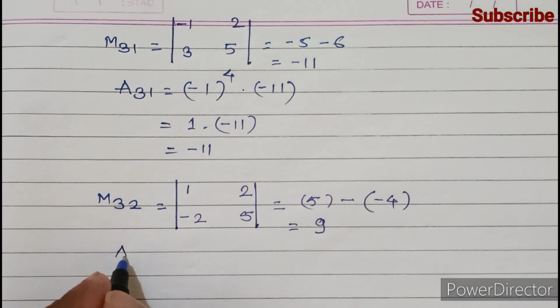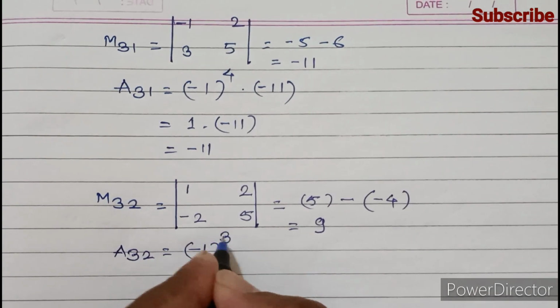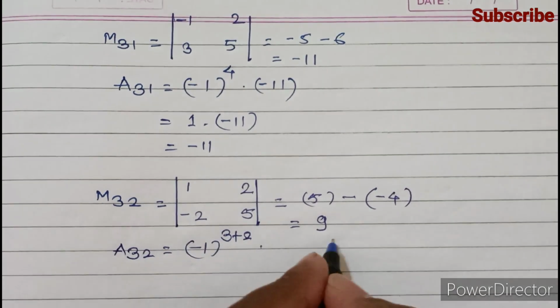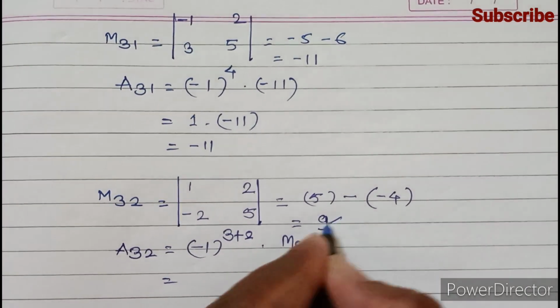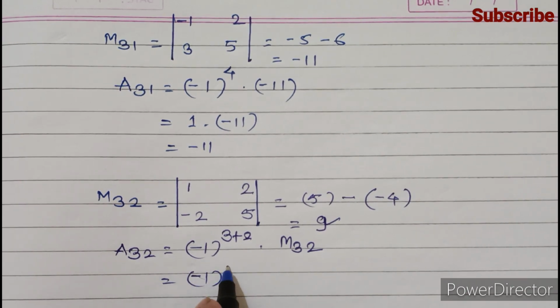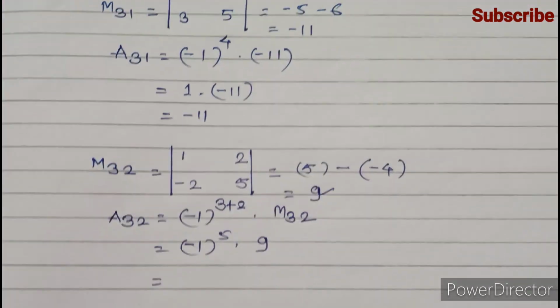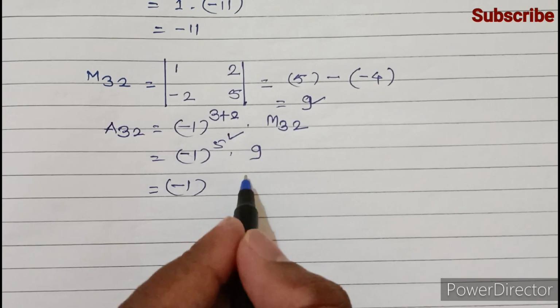A32 will equal minus 1 to the power 3 plus 2 into this minor M32. The value of minor M32 is 9. Minus 1 to the power 5 means minus, as it is because this is an odd number, into 9, that will be minus 9.